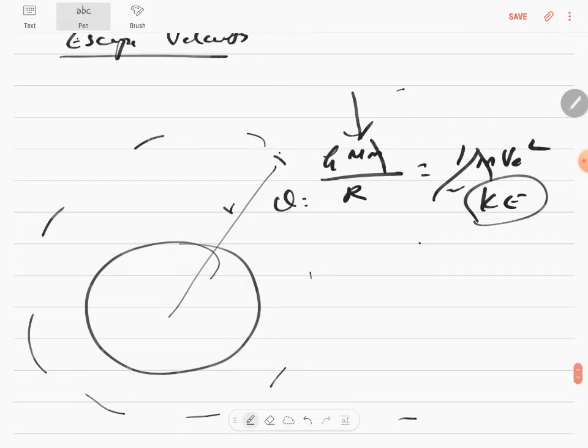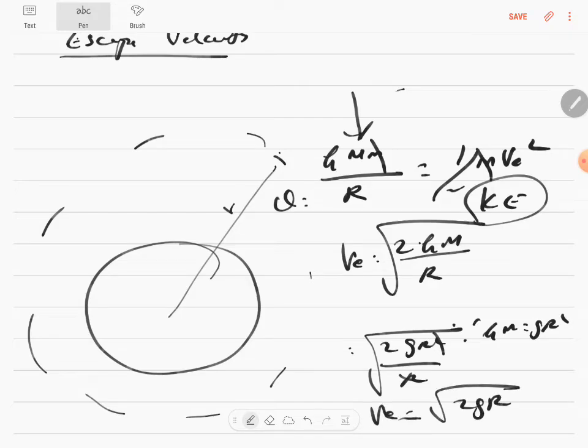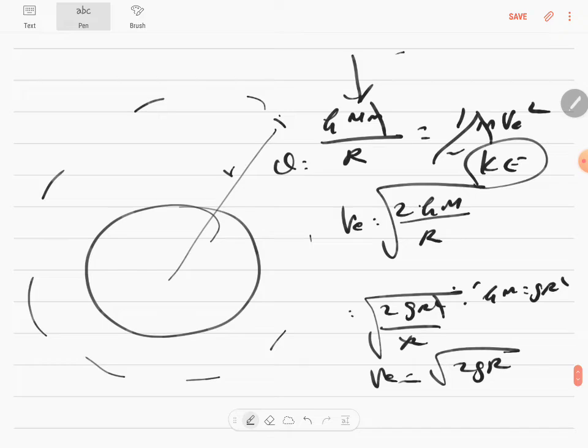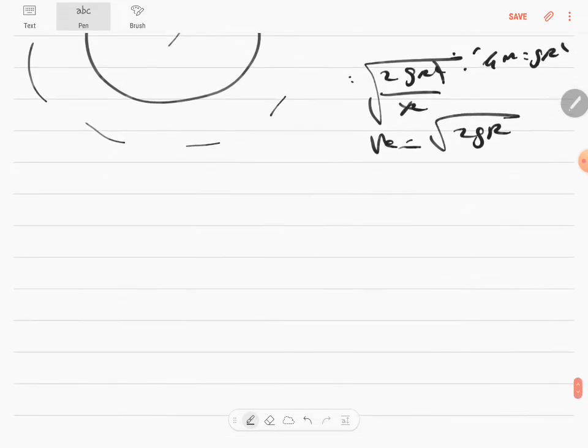So small m and small m get cancelled. So VE itself is root of 2GM by r, with the root. And since GM is equal to gR square, it will be root of 2gR square by r. So it will become root of 2gR. That will be the formula for escape velocity. So what did I forget? You have to write G capital M small m by r. Potential energy has to be equated to kinetic energy. That's the key. I am forgetting that. Don't forget that. It's not the force. Okay, in this case, you get the escape velocity.